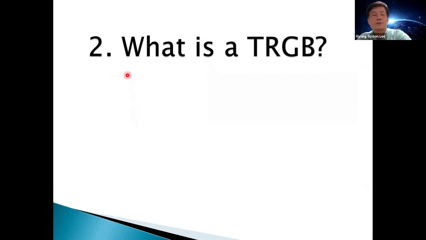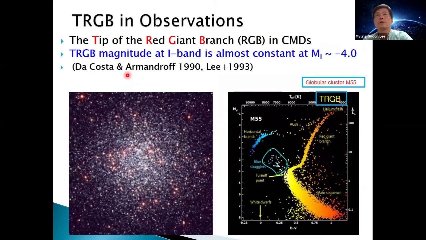So, what is a TRGB? In the old textbooks, there is no mention of the TRGB because it started much later, in 1993. This is a map of a famous globular cluster in our Milky Way galaxy, M55. If you get the CM diagram of stars in this globular cluster, you get the plot on the right here, in the old photometric system, B band and B minus V color.